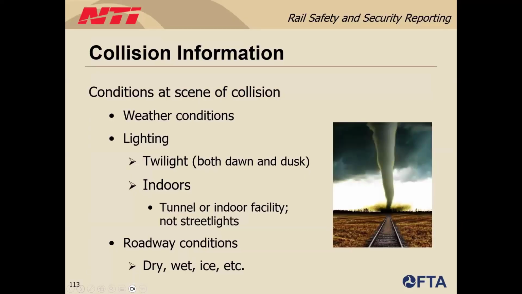All right, so let's talk about these options. The first thing the collision information captures is conditions at the scene, such as weather and lighting at the time of the collision. The twilight selection is used to refer to both dawn and dusk when it's not full light or full dark. Please be sure your lighting corroborates the AM and PM time you entered on the basic information screen. Indoors is not used to indicate street lights or lights at a station platform. The condition of the roadway is also collected, such as if it's wet, dry, icy, and so on.